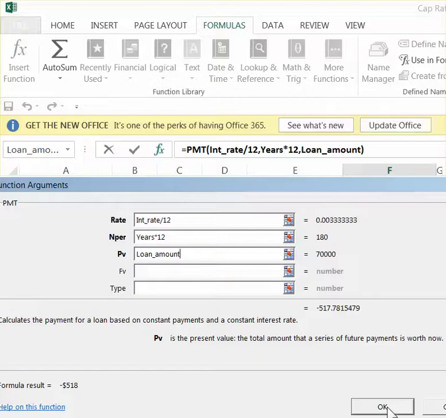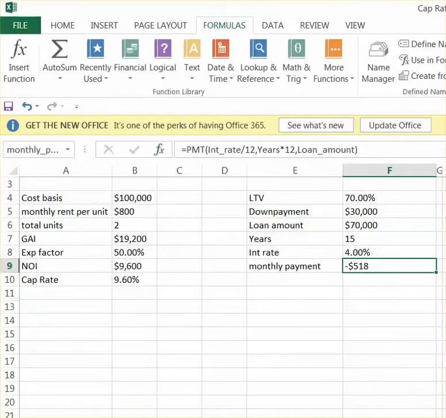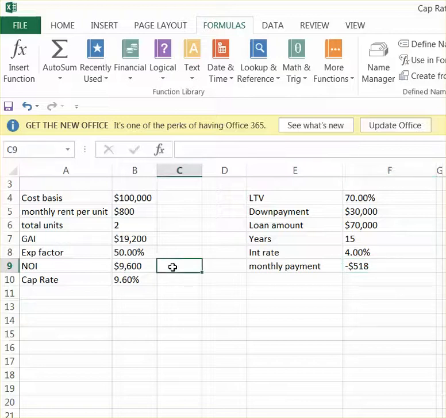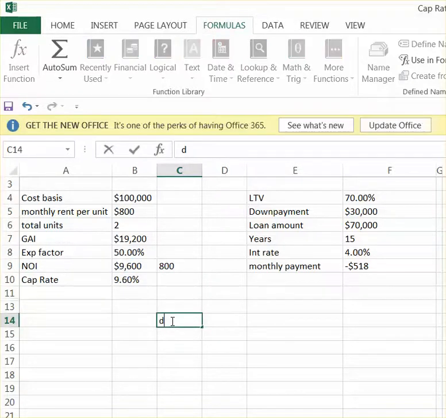Okay, I don't know. What was the NOI? Can I cover it? How's the debt coverage ratio? We'll talk about that in another episode. $518. My NOI for the year was that much. Let's just check it out. If I take this, divide it by 12. Yeah, it's not too bad. Calculate the debt coverage ratio.